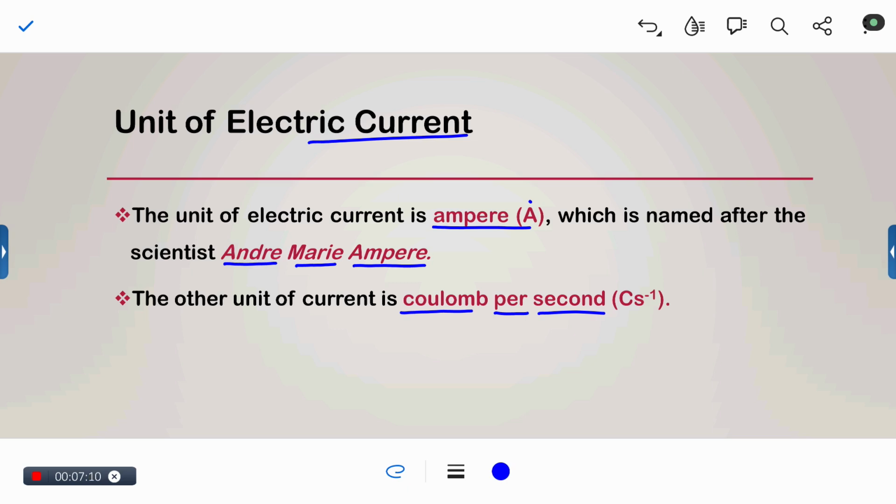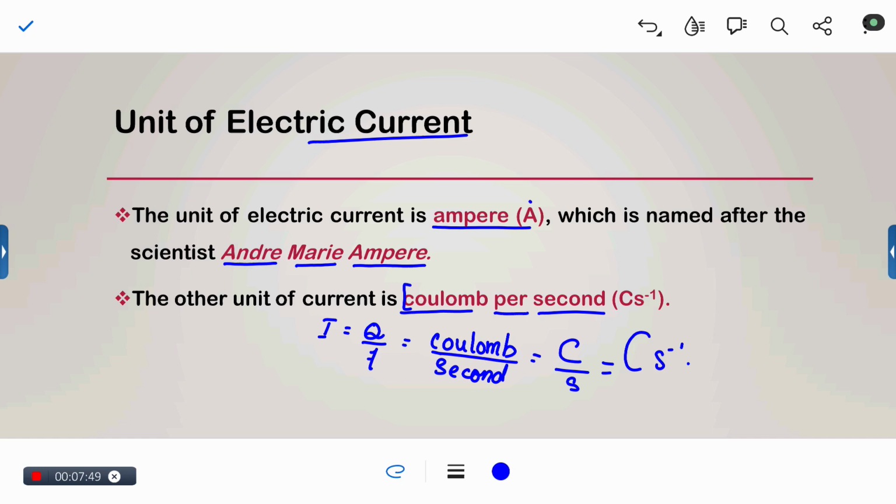How do we obtain this unit? From the formula. What is the formula to calculate current? I is equal to Q by T. Q stands for charge, and the unit of charge is coulomb. In the denominator we have time, and the unit of time is second. Then we can write it as coulomb per second. In symbols, we write it as C by S. But there is a certain rule for writing units: always write the unit in the form of negative powers. So we write it as C S power minus 1. But while pronouncing, we say coulomb per second.